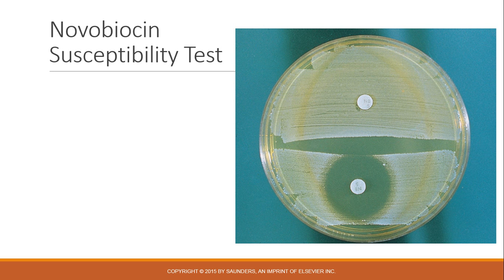So this one looks sensitive, right? That one looks resistant. We've got growth all the way up to the edge of the disc, right? It's not doing anything. It's not inhibiting the growth at all, is it? So we said Staph saprophyticus was resistant to novobiocin. So if you see that, you've got Staph saprophyticus. If you see that, you've got some other kind of coag-negative staph.